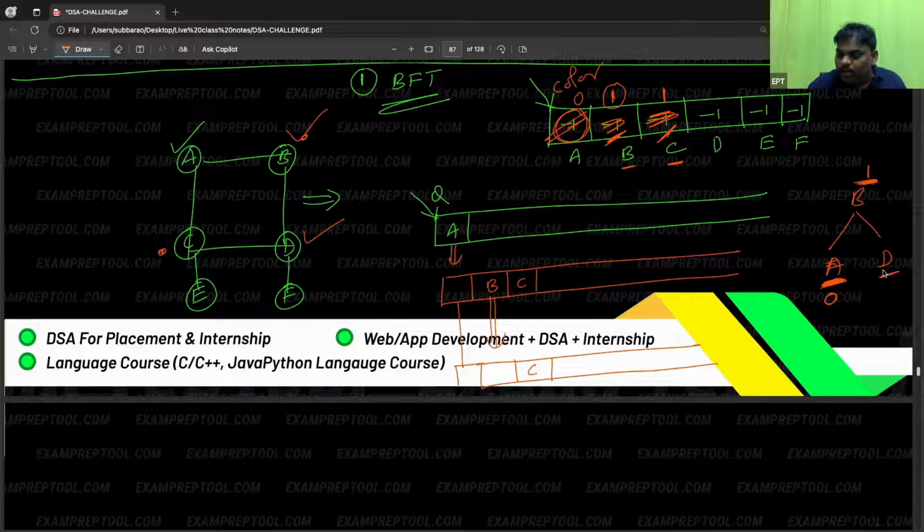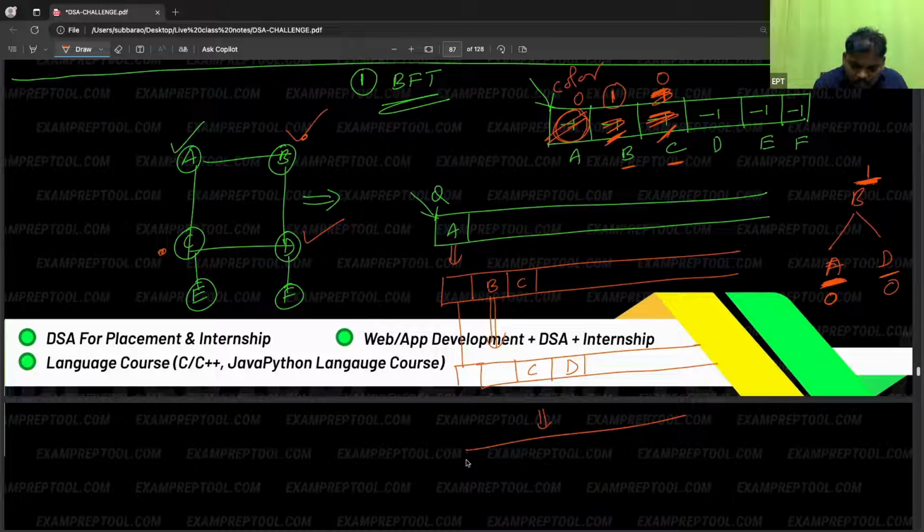Immediately ask, hello D, what is your color? D color is -1. Oh, he is a new person and is adjacent also. Then what you do is, because he is a new person, keep him in the queue, but keep the opposite color. B is 1, so it should be 0. So this one should be 0. Keep D as 0. In a similar way, C also.